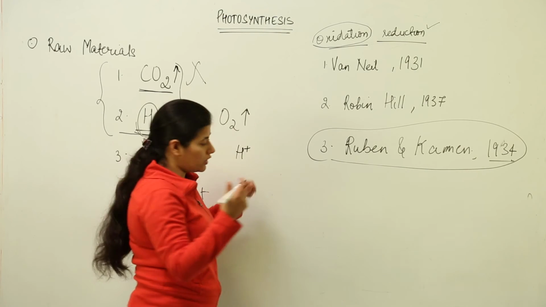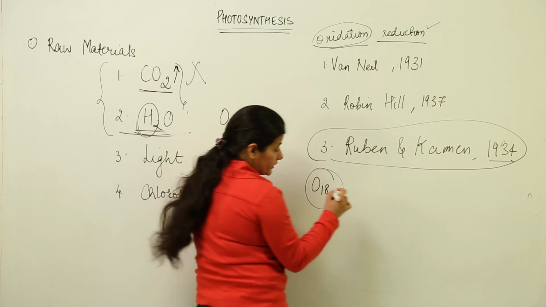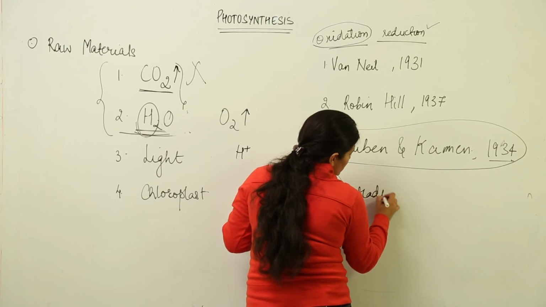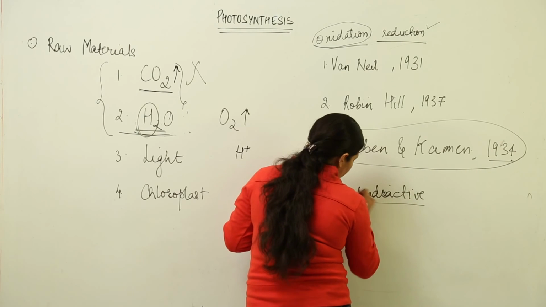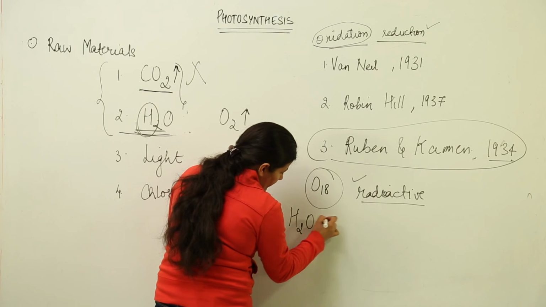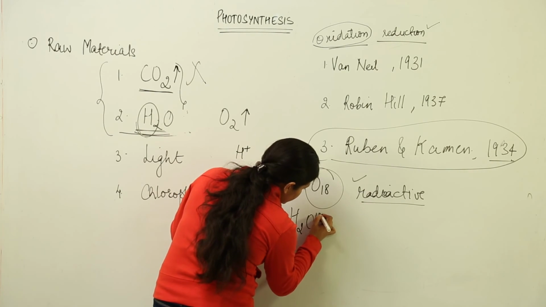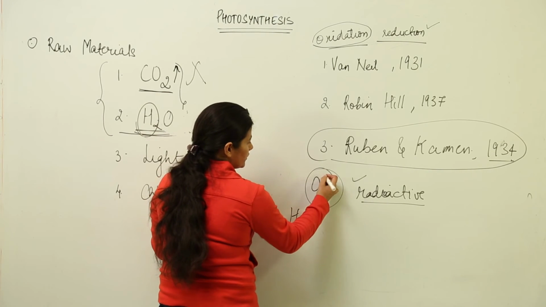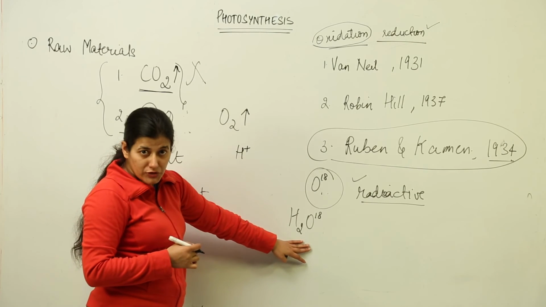They used O18. Now O18 is radioactive oxygen, and they used water which had this particular radioactive O18. So basically they used this particular, not like this, it is to be written like this. Okay, I wrote it differently. This was the radioactive water which was being used.